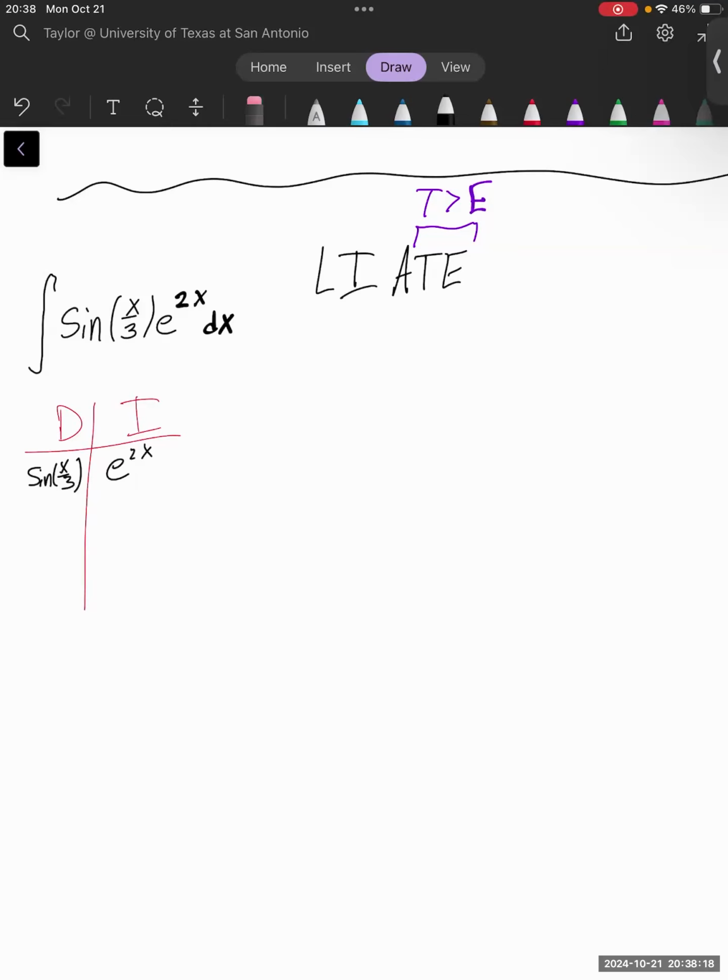I'm going to integrate this one a few times, so then I get 1/2 e to the 2x, 1/4 e to the 2x, 1/8 e to the 2x, and 1/16 e to the 2x. And I'm going to move this over because I'm not going to write it.